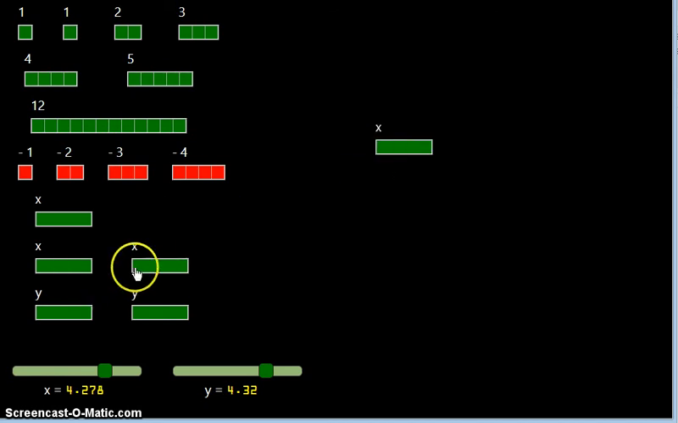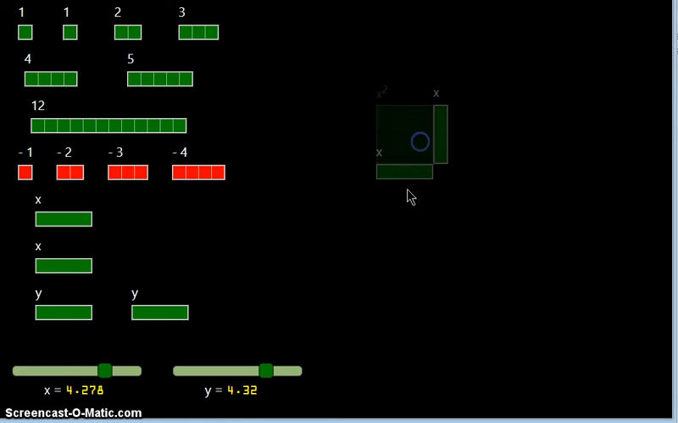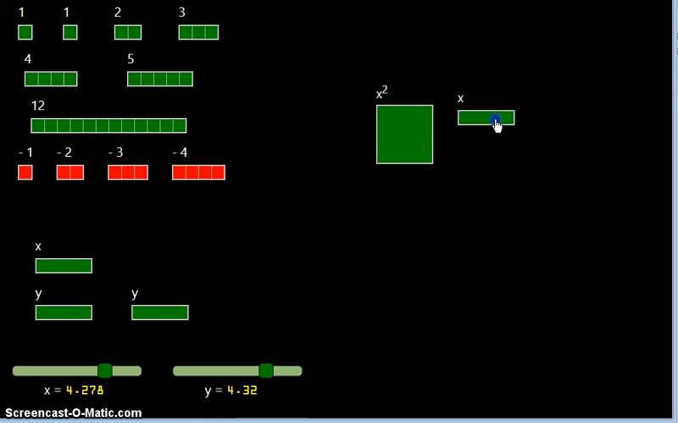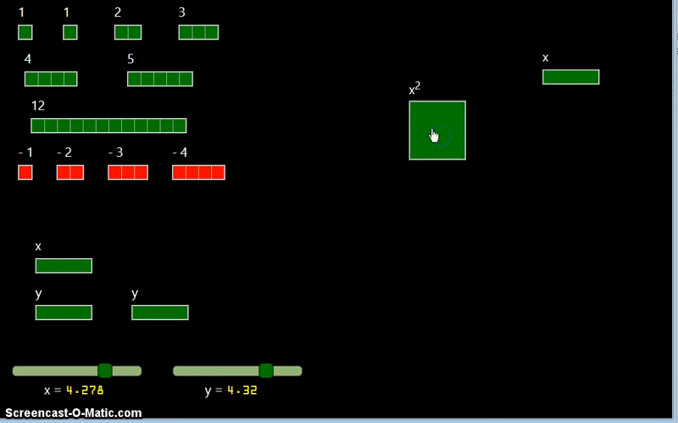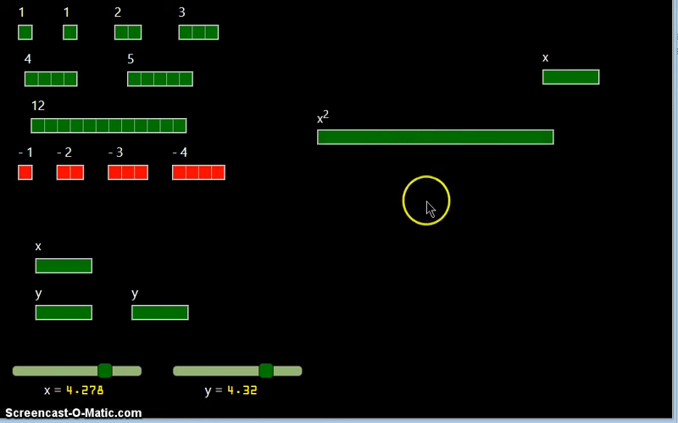What I can do is multiply x by x by x to get x cubed. But the question is, how do I multiply x squared by x using the rectangle idea? I need one of these to be horizontal and one vertical. Well, what I can do is flatten this x squared. Right-click on it and flatten. And it gives me a bar that's 1 unit wide and x squared units long.